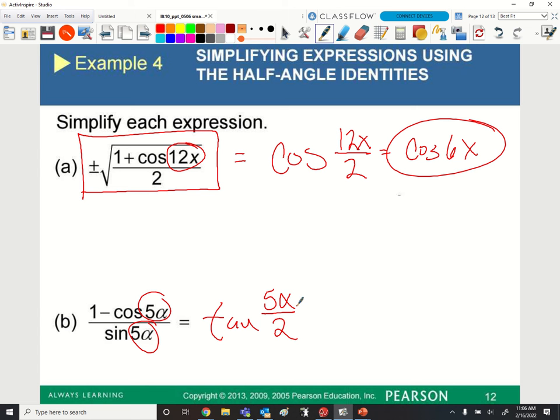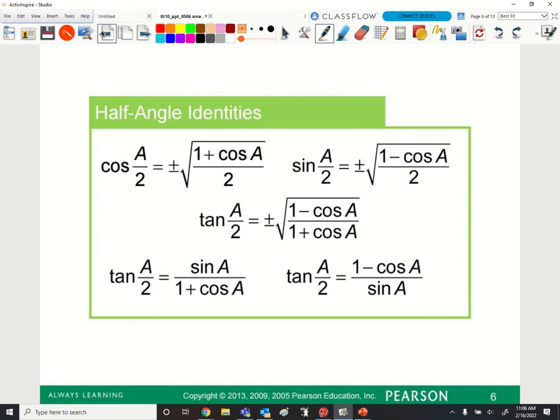Yes? Wait, so, you know how it starts with 5A over 5A? So why does it switch to 5A over 2? All right, let's go find the formula. Look at the formula. It says 1 minus cosine of 5 alpha over sine 5 alpha. 1 minus cosine, there it is, right here, right? So it's this one.